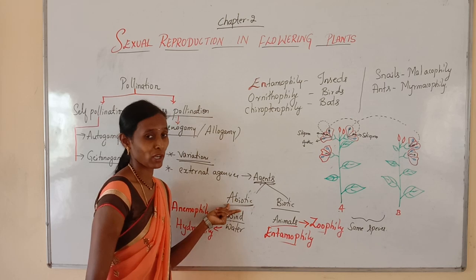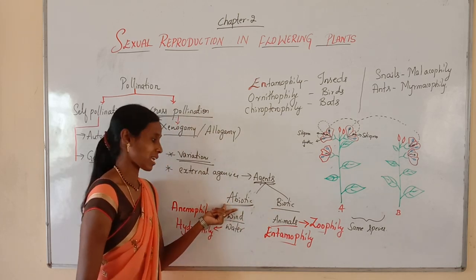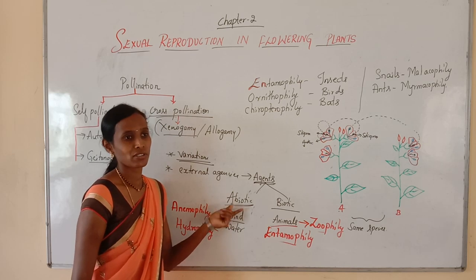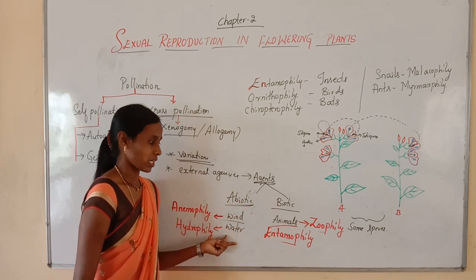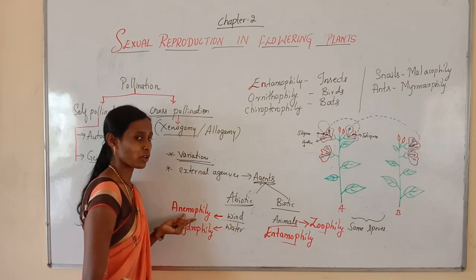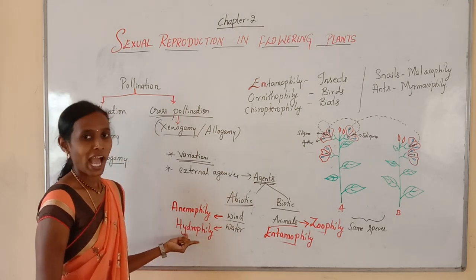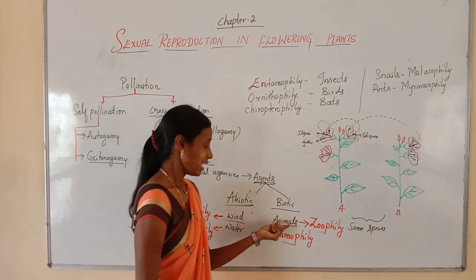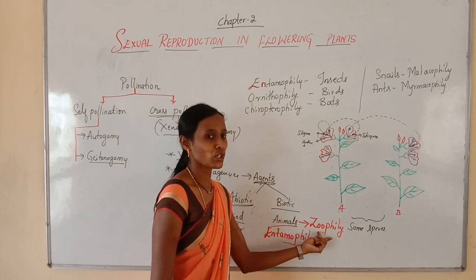agents may be abiotic or biotic agencies. Let us give a few examples. There are two abiotic agencies, namely wind and water. If pollination takes place by wind, it is called anemophily. If pollination takes place by water, it is called hydrophily. And if pollination takes place by animals, it is commonly called zoophily.